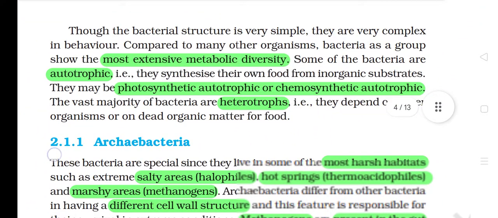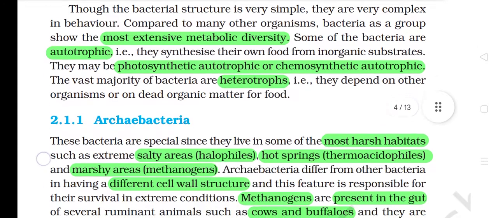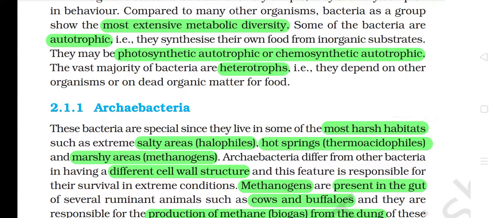Though the bacterial structure is very simple, they are very complex in behavior. Compared to many other organisms, bacteria as a group show the most extensive metabolic diversity. Some of the bacteria are autotrophic, that is, they synthesize their own food from inorganic substrates. They may be photosynthetic autotrophic or chemosynthetic autotrophic. The vast majority of bacteria are heterotrophs, that is, they depend on other organisms or on dead organic matter for food.